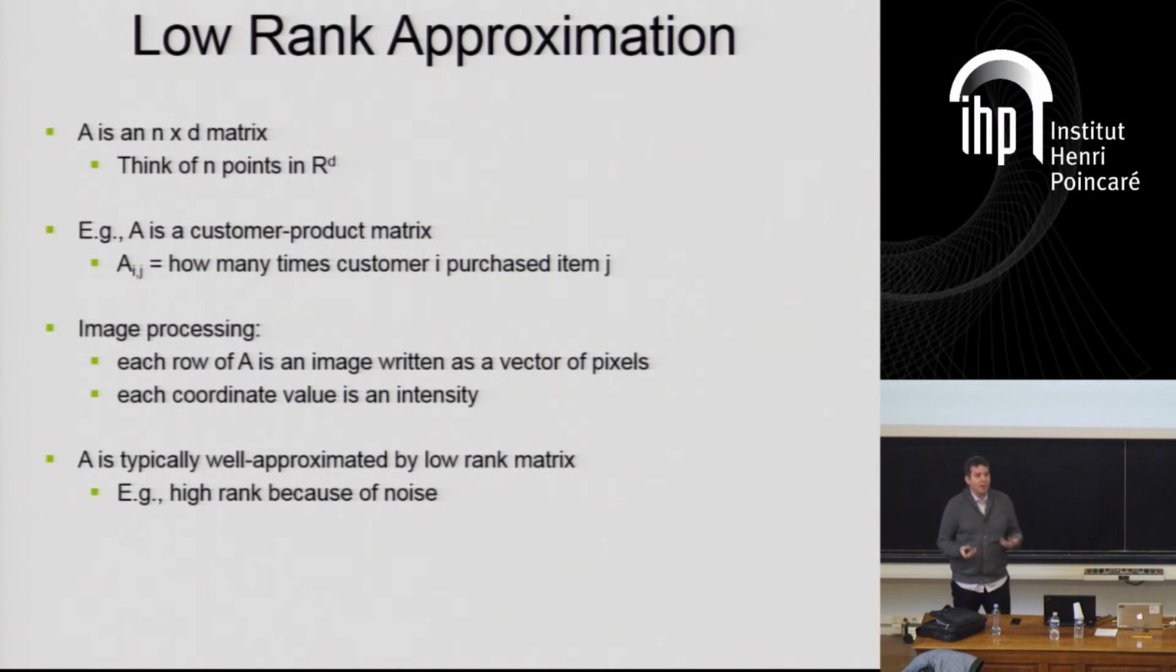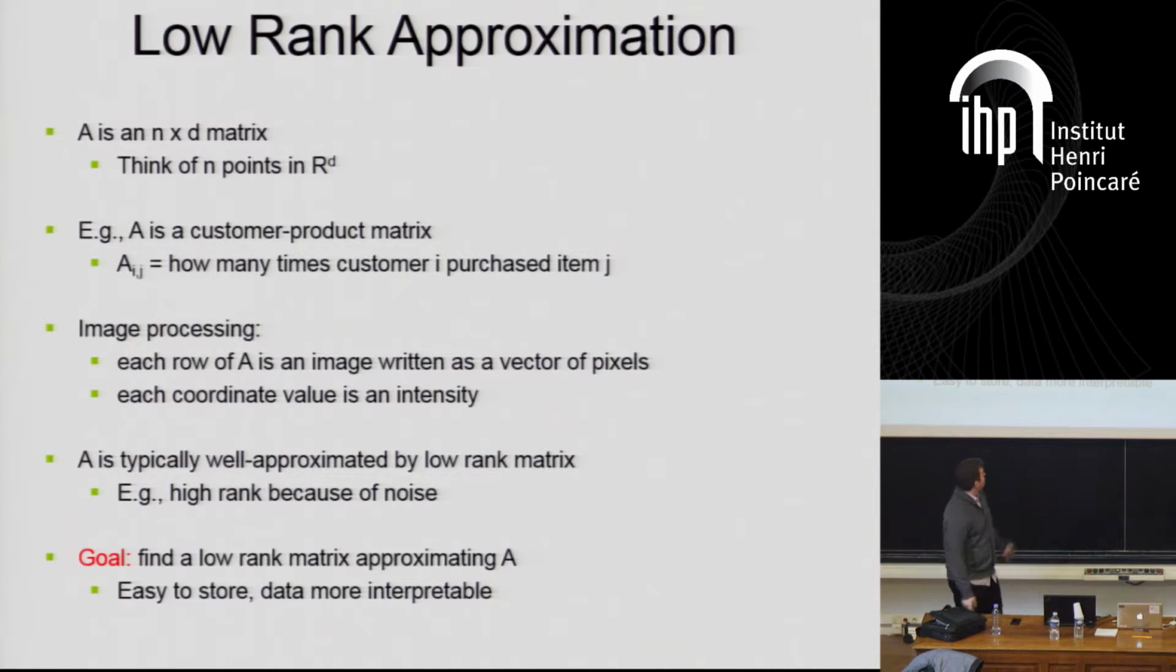Oftentimes, your matrix A is well approximated by a low rank matrix. For instance, it might only be high rank because of noise. And the goal is to find a low rank matrix approximating A. For instance, it's easy to store in factored form. It could make your data more interpretable if it's actually corresponding to removing noise.